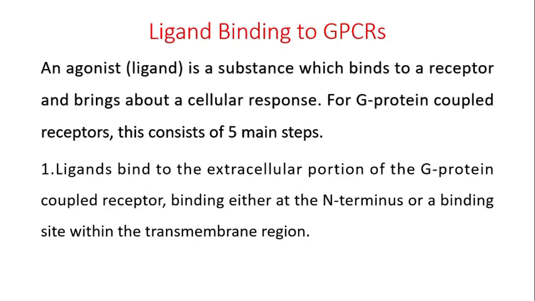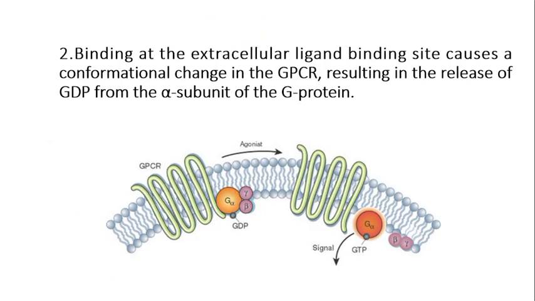In the signal transduction pathway, there are 3 stages: reception, signal transduction, and the last one, cellular response. The G protein is activated only when the ligand binds with the receptor. For G protein coupled receptors, this consists of 5 main steps. The first step is that the ligand binds to the extracellular portion of the G protein coupled receptor, meaning the outer area of that receptor. It binds either at the N terminus or at a binding site within the transmembrane region. See the picture.